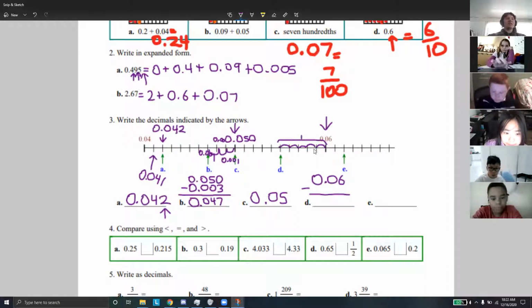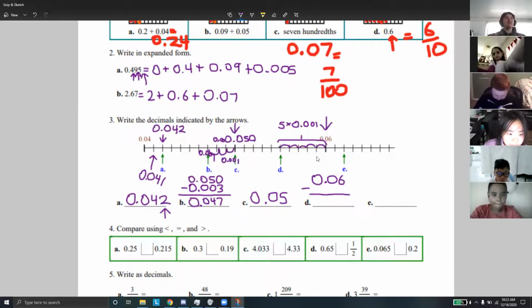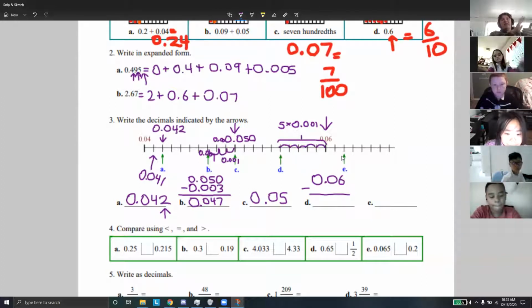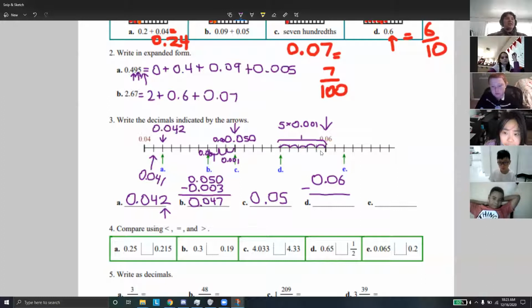And so how do we know how much each of these ticks are? It's going to be 5 times the length of each tick. And each tick is 1 thousandth. And the reason each tick is 1 thousandth is because there are 10 ticks between each hundredth. And there's going to be 10 hundredth ticks between each tenth. And if you have 10 tenth ticks, then you have 1 whole. So we know that each of these ticks are thousandth ticks because there are 10 between the hundredth.